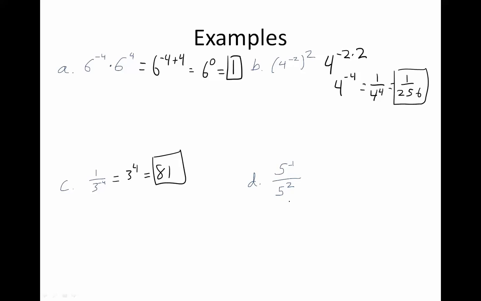Finally, we have a division problem. The division problem here, I'm going to subtract. So this is 5 to the negative 1 minus 2. Keep in mind, we're taking this number minus this number. So when I subtract these, this is 5 to the negative 3. And before I call myself finished, I need to take care of this negative exponent. And I remember that negative exponents create reciprocals, so I'm going to flip that to 1 over 5 cubed, which simplifies to 1 over 125.